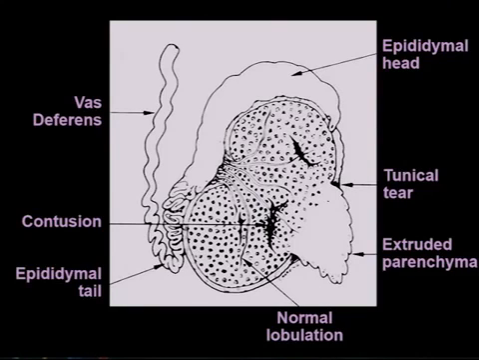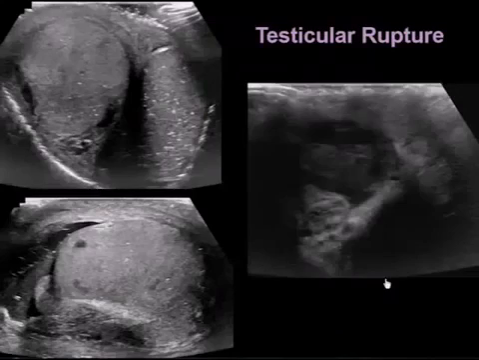Here's a diagram of what happens with testicular rupture. You can see there's a tear in the tunica albuginea, and some of the parenchyma is extruded through the gap in the tunica albuginea. It's pretty common also to have a hematoma associated with this.